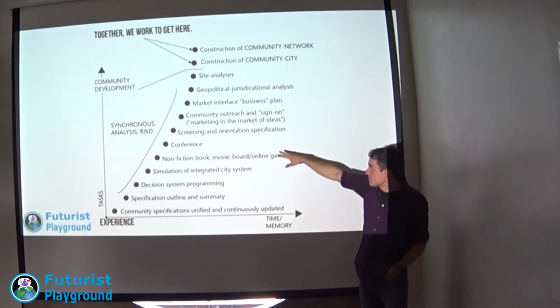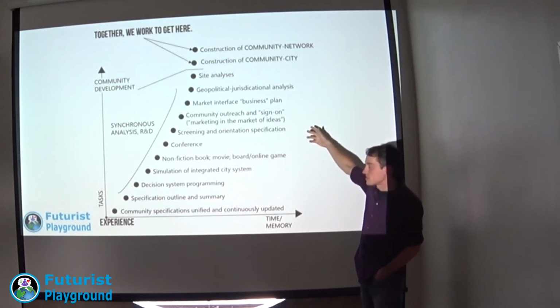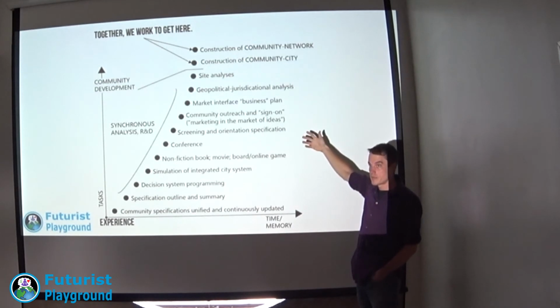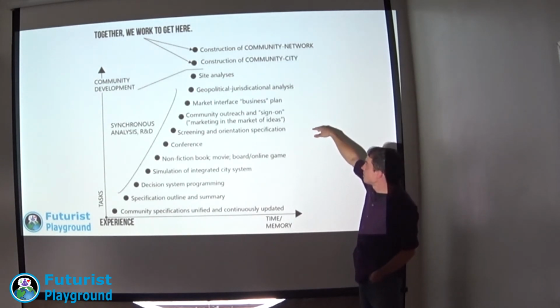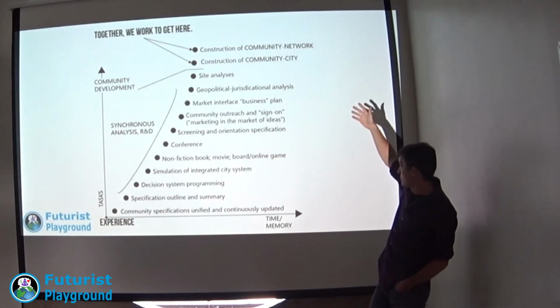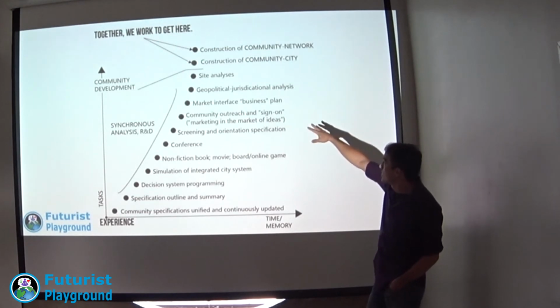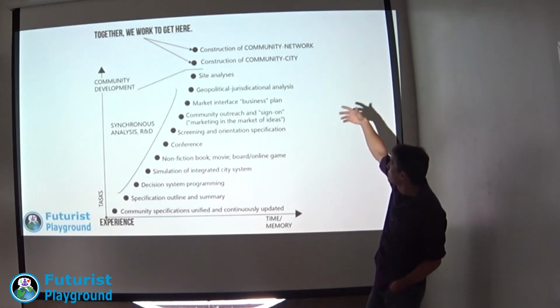Have a conference. We're going to be starting having conferences later this year. Screening and orientation specifications, basically how people can become part of the community or be organized. Community outreach and sign-in. Community interface business plan, geopolitical jurisdictional analysis, so finding out ideal sites for communities, site analysis, and then construction of the community and construction of the community network.